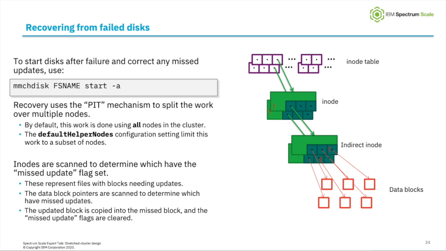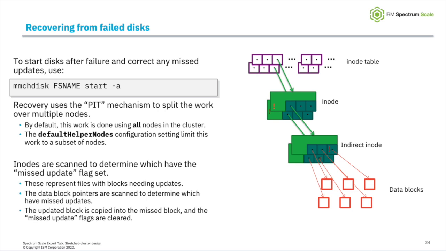The MMCHDISK start command will enlist the help of multiple nodes in the cluster to scan the inode table and look at the inodes. By default, all nodes in the cluster would be used; you probably want to constrain this. Inodes of files that were changed when we couldn't maintain that replication because the site was stopped are all flagged as being dirty, needing updates. And those files will be processed further by the start command.